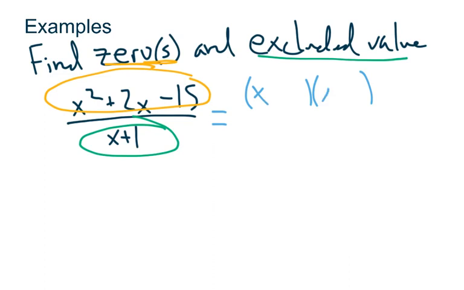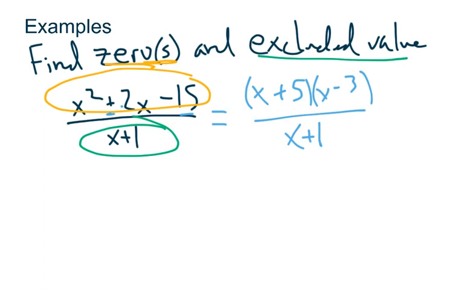So let's see, x and x, factors of 15 that can get me 2 are 5 and 3. I want a positive 2, so it'll be plus 5 minus 3. And then x plus 1 can't really be factored. Nothing gets canceled, so this is as far as we can go.